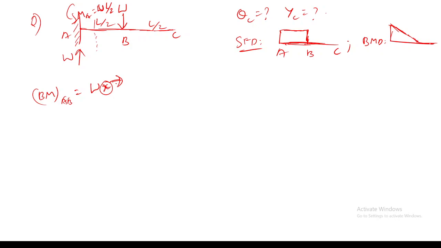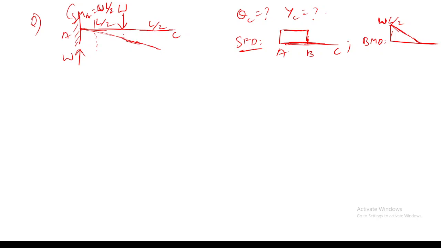And after this, it will be 0. So what will be the radius of curvature, or what will be the deflection curve from A to B? It will be a parabola. Okay, let's imagine this as the parabola. Up to A to B it will be a parabola, and after that? Straight line. Yes, so it will be a straight line.